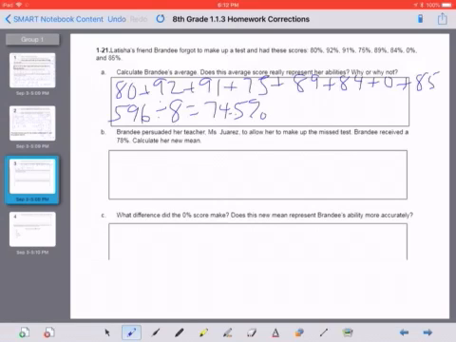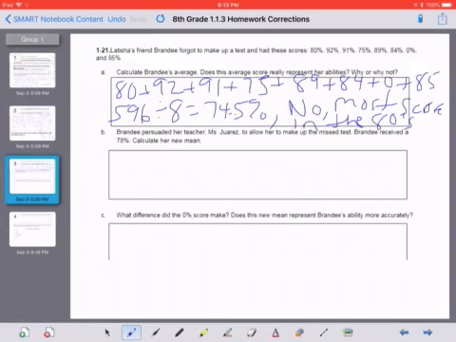So then it says, does this average score really represent her abilities? And the answer is no. Most of her scores are in the 80s, and her average is lower than 80. So no, it does not.